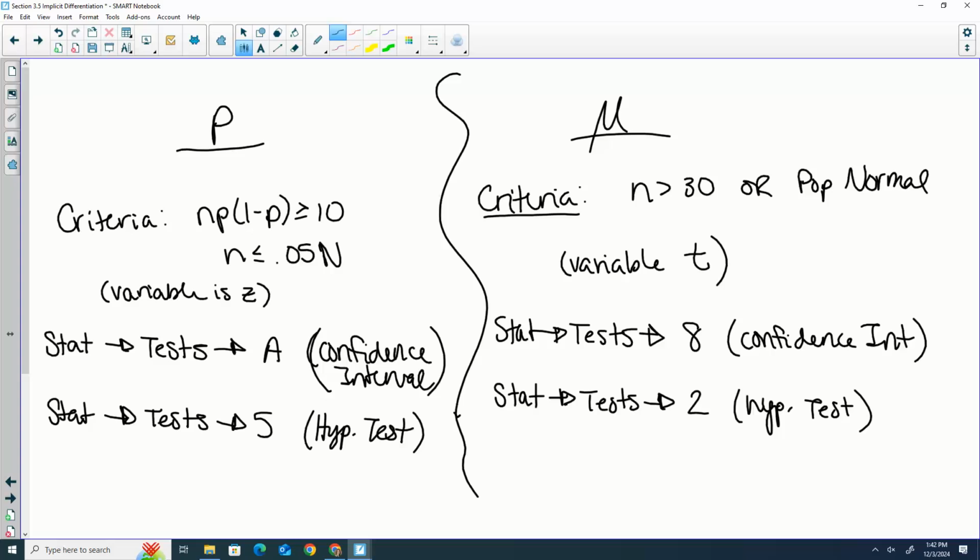So that's kind of the hard part, remembering what to do. We're doing it all in the calculator, but if you forget your test, it's a little nerve-wracking. There's a long list. But if you know your variable, that kind of narrows it down. If I'm talking about the mean, then the only things I'm looking at on my calculator involve a t. If I'm talking about proportion, everything on my calculator involves a z.